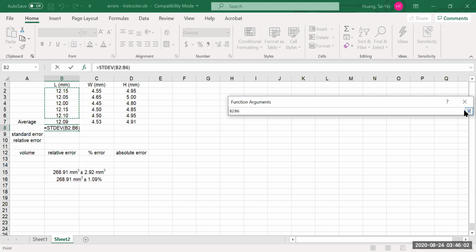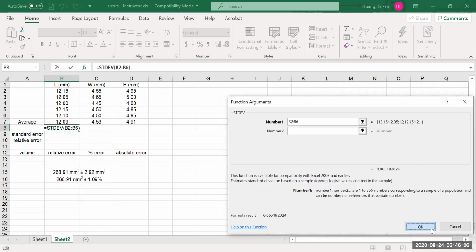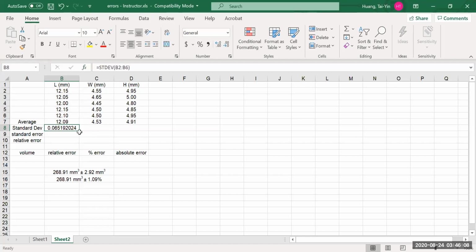Because the average is not the measurement. And you hit this icon again, and you hit OK. So this is your standard deviation. And then you move your mouse, dragging across, and that calculates it for you. Standard error. How do we calculate standard error? Standard error is the standard deviation divided by the square root of the number of trials.